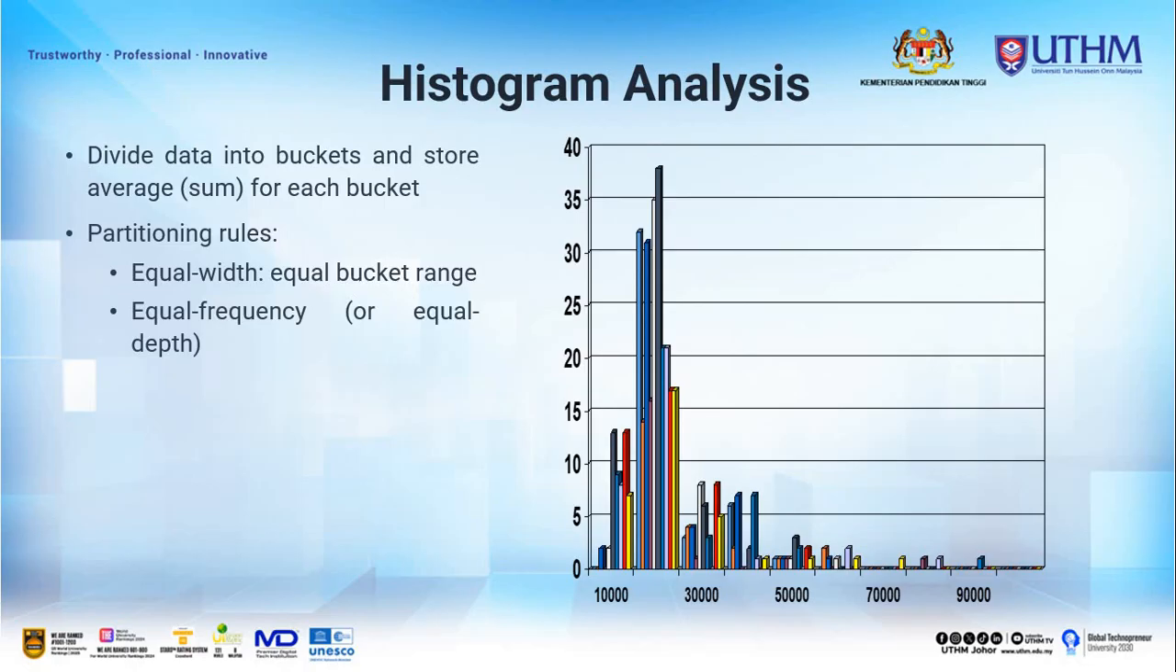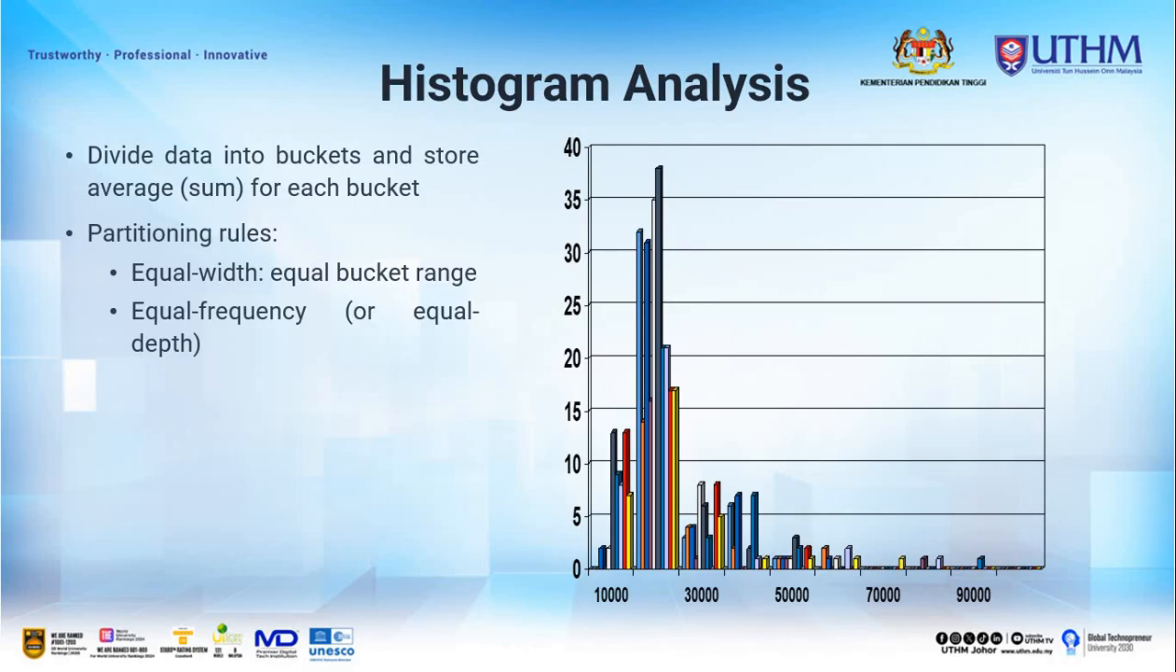For the partitioning rule, there are two. One is equal width buckets, where each bucket has the same range, so all buckets span the same interval. On the other side we have equal frequency buckets, where each bucket contains approximately the same number of data points, also called equal depth partitioning. One is width partitioning, the other is depth partitioning.